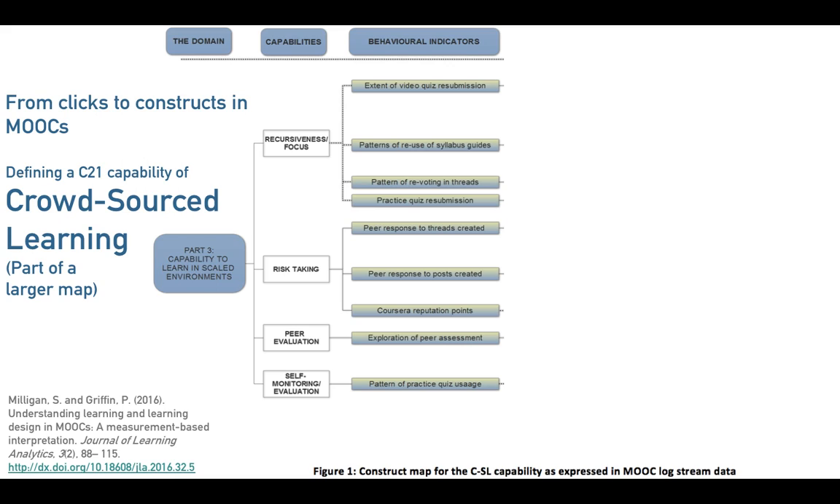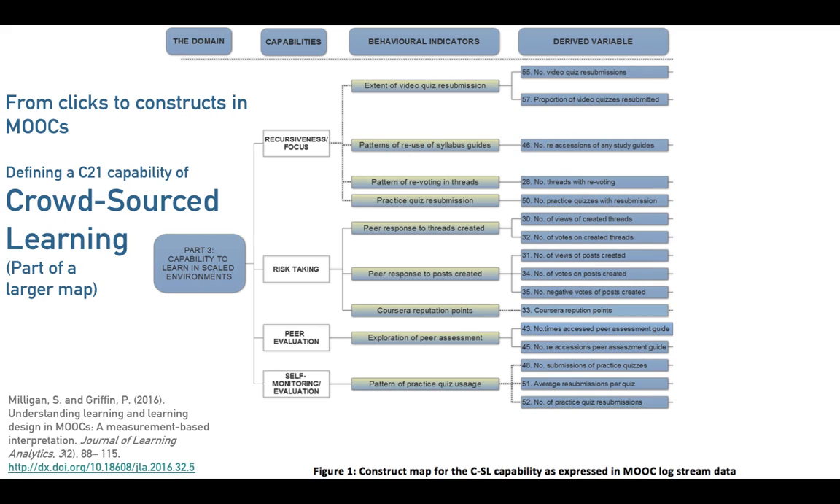And then they say, what do students do when they are strong on these things? They might engage in resubmissions on the video quiz. They might have another go. We might want to look at the patterns of the reuse of the syllabus guides we provided. Do they actually go and look at those guides and study them? Or risk-taking. What do we mean by risk-taking? Well, what we mean is something quite specific. It means they're taking a risk in responding in the discussion forum, etc. So you try to operationalize these qualities you're after.